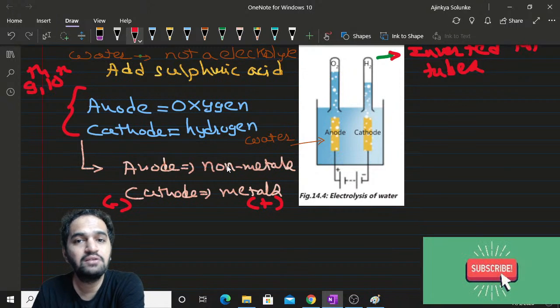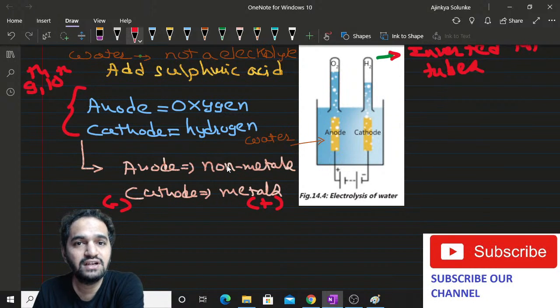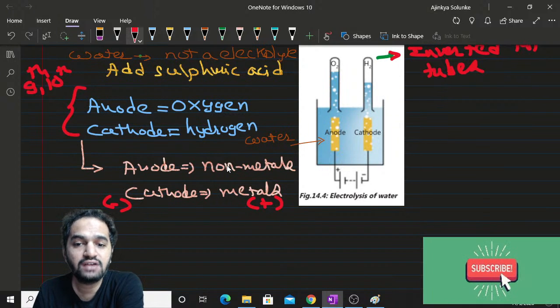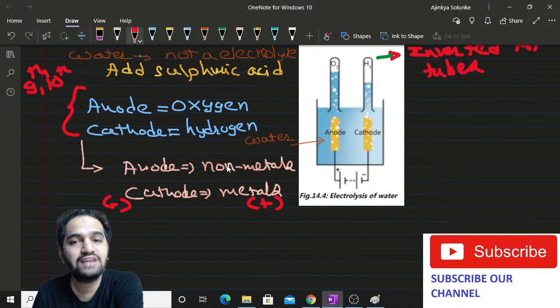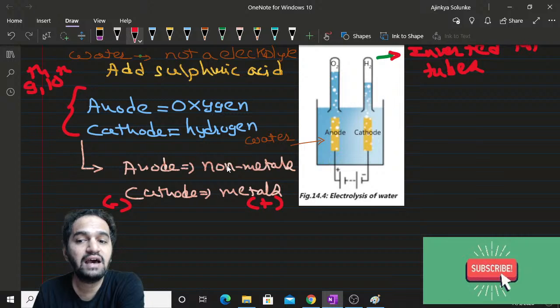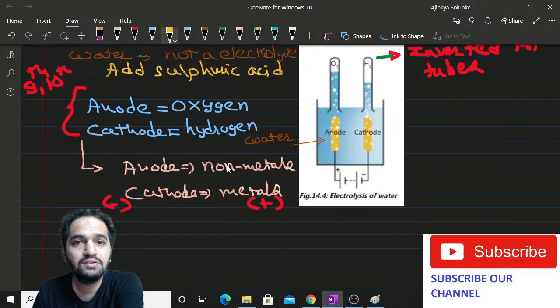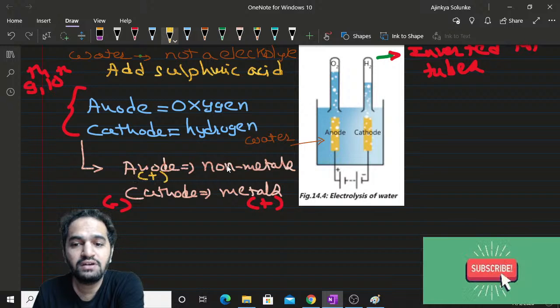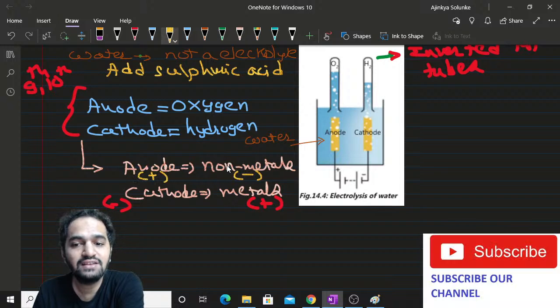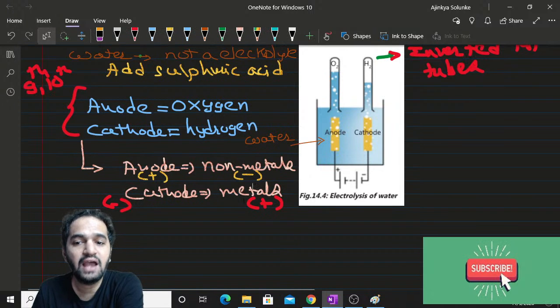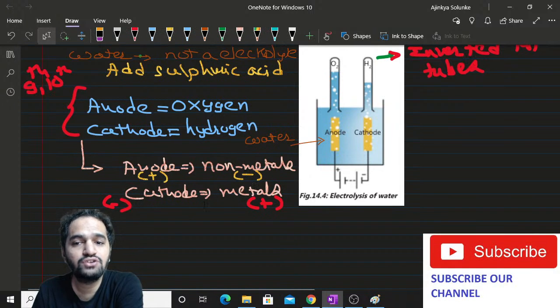The reason is that metals are positive, cathodes are negative, and because of that, positive charge is going to be attracted to negative charge. So that's why the cathode will always have metals and the anode will always have non-metals, because the anode is positively charged and non-metals are negatively charged, so they are attracted to the anode. Are you understanding this simple logic? The anode is going to attract non-metals, the cathode is going to attract metals because of the opposite charges they have.